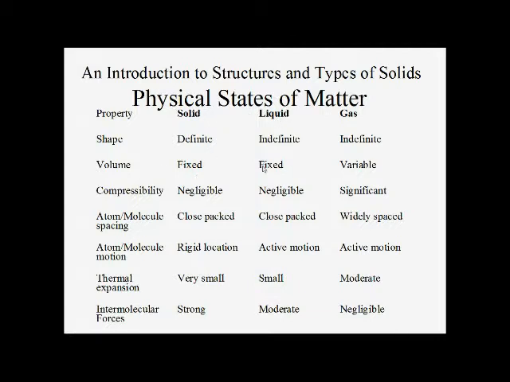Solids and liquids both have a fixed volume, and gases have a variable volume. Another way of saying this is that the compressibility of solids and liquids is negligible. We cannot change the volume by compressing it to any significant degree, but we can change the volume of a gas by compressing it, so it has significant compressibility. The reason for these properties is that in solids and liquids, the molecules are close packed. They are against each other, pushing up against each other. Whereas in gases, they are widely spaced. There's lots of space in between them, so that they can be compressed.